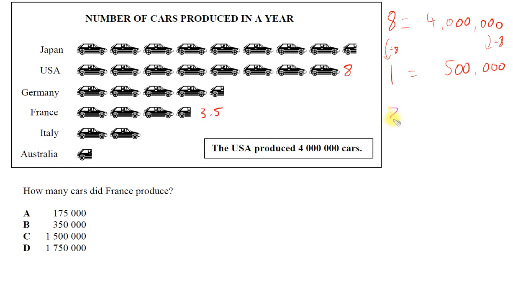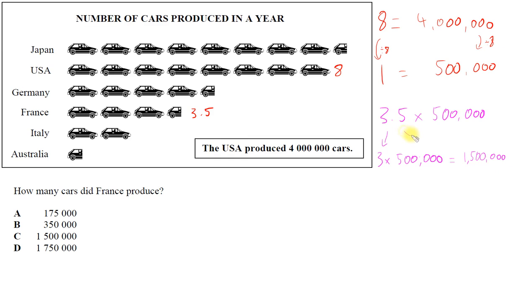Since France made 3.5 cars worth, we know they made 3.5 times 500,000 cars. Well, let's do 3.5 times 500,000. First, we can split it up into 3 times 500,000, which we know is equal to 1.5 million. And then add on that little 0.5 times 500,000.